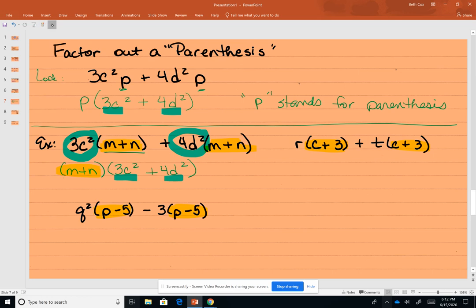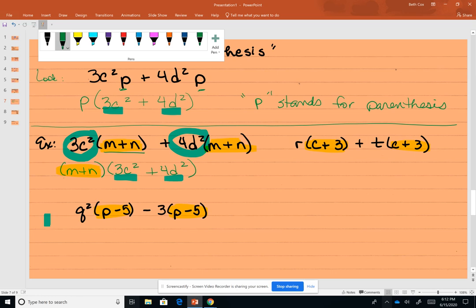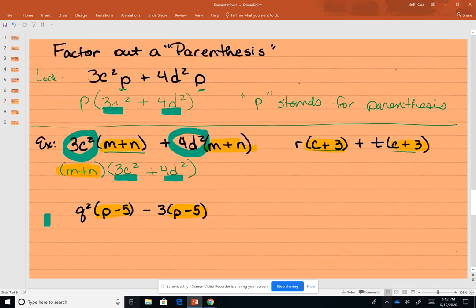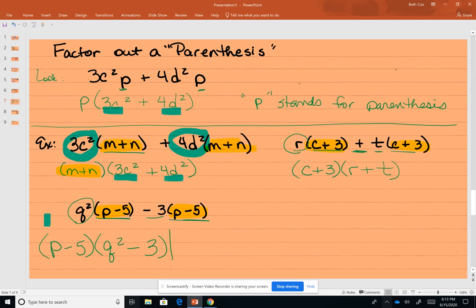Let's look at that next one. Parentheses is what's common. So c plus 3 is what's common. And then my leftovers is r plus t. And that's it. Last one. Parentheses is common. What's left over? A q to the second minus 3.